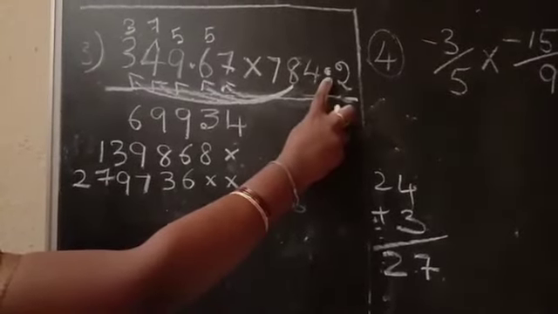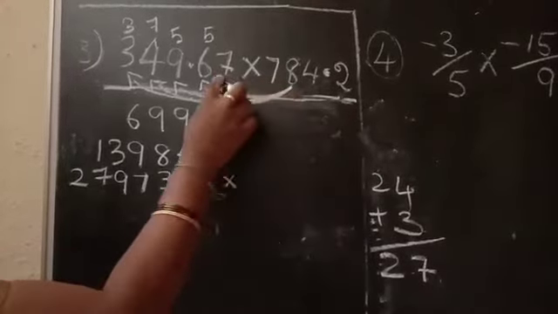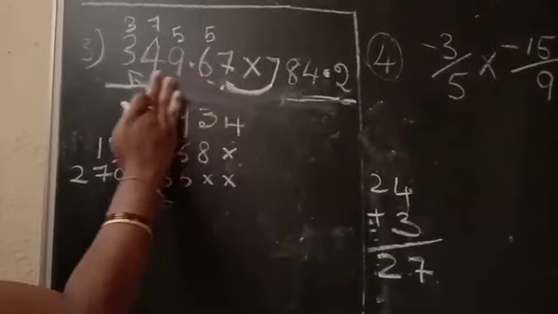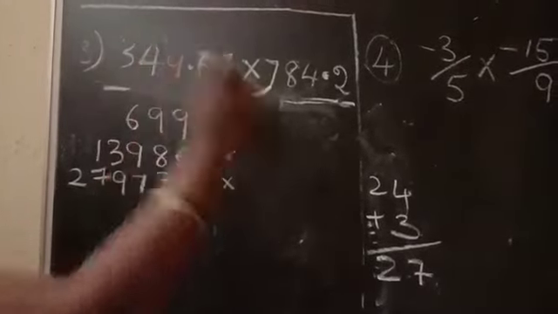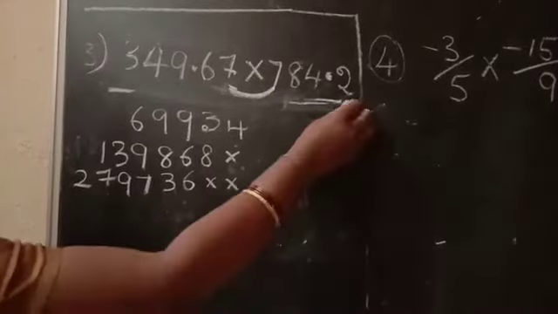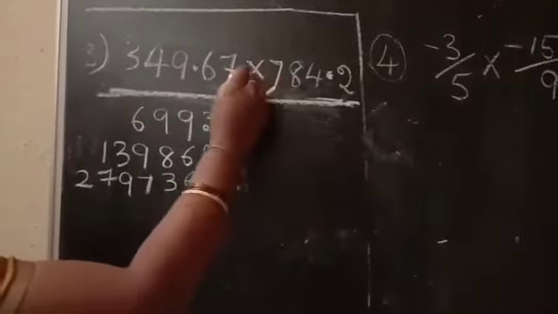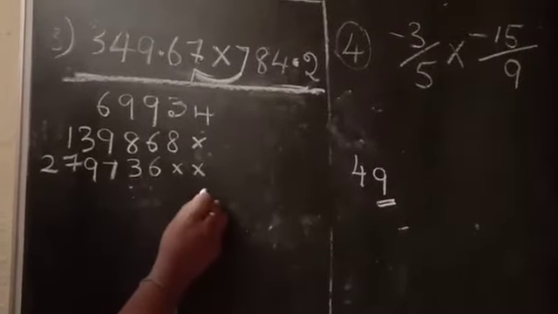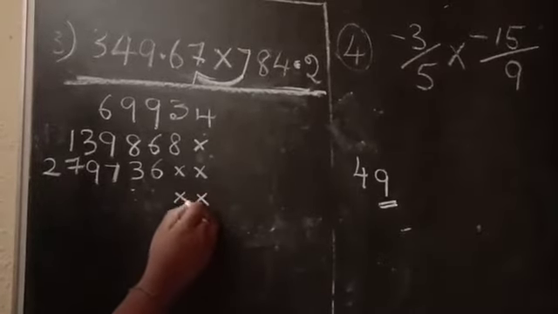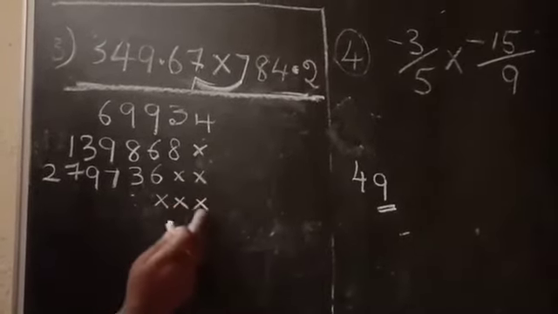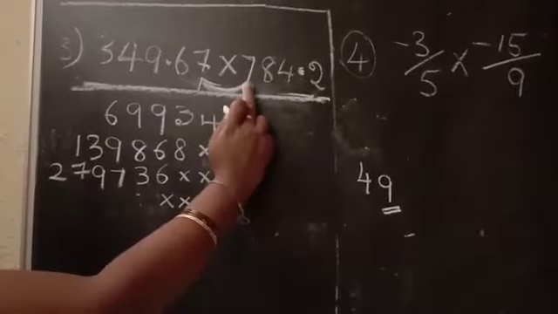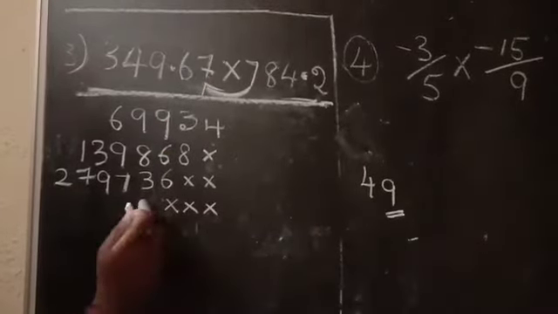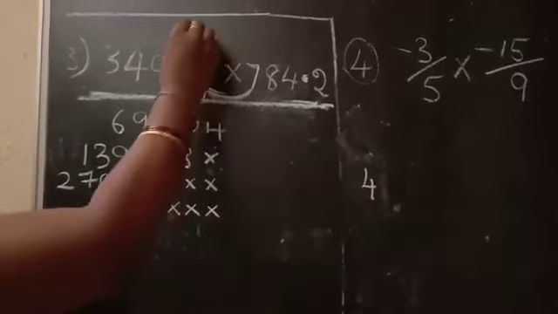Next, without considering the decimal point, 7 should be multiplied with these numbers. So 7 7s are 49. 9 should be written in unit place, put 0. 10th place, 100th place, we should not write because here it is 1000 place. 1000 place we have to start. 7 7s are 49. 9 should be written in this place. 4 should be carried out here.